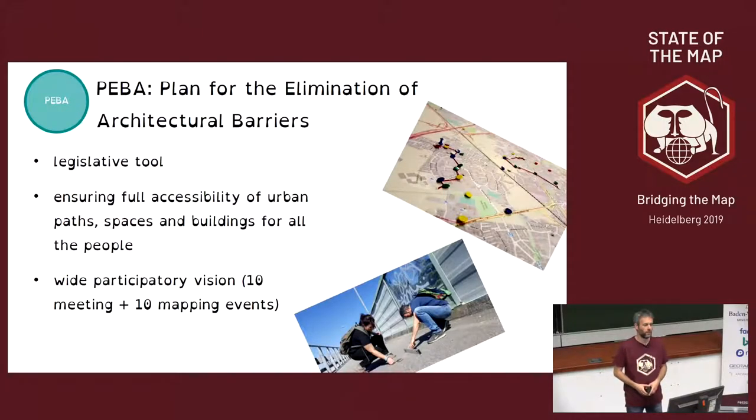The aim was to ensure full accessibility of urban paths, spaces, and buildings for all people. It had a wide participatory vision, in the sense that we organized 10 meetings for citizens to select the areas where to map accessibility elements, and 10 mapping events to collect information.